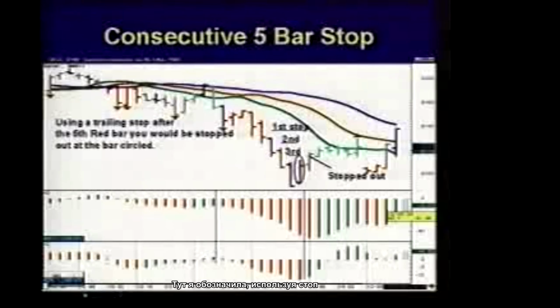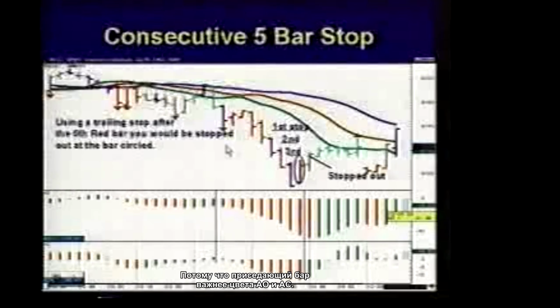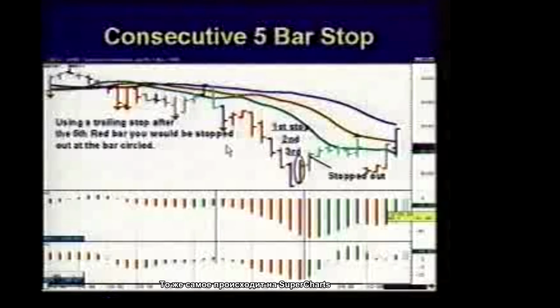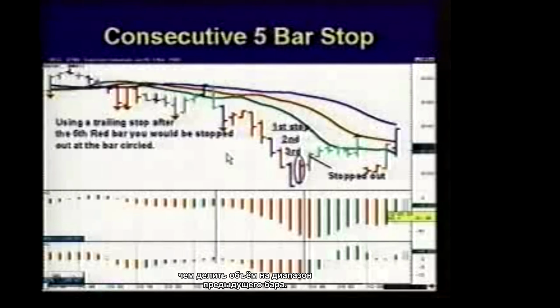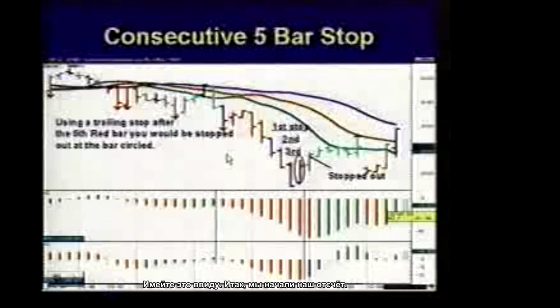So here I've noted using a trailing stop after the 5th red bar, you had been stopped out at the bar circled here. So we started counting from here. Now do remember, a blue bar is a squat bar, and you have to look underneath down at your AO and your AC to see if that's a red bar, because the squats overlay the colors, and that will be the same in SuperCharts or TradeStation, even in Investor's Dream. Squats do take precedence. It's much easier for you to look at the AO and the AC than it is for you to figure out volume divided by range from the previous bar. So just keep that in mind.